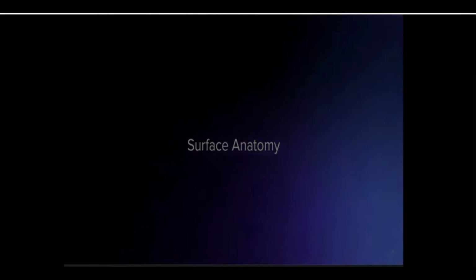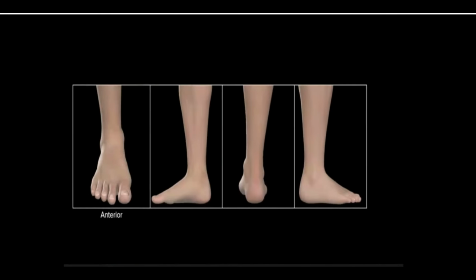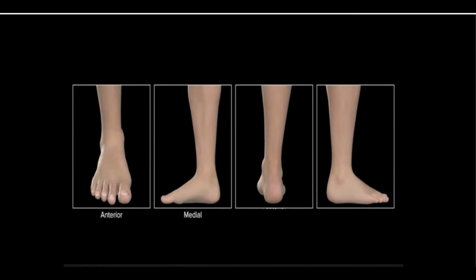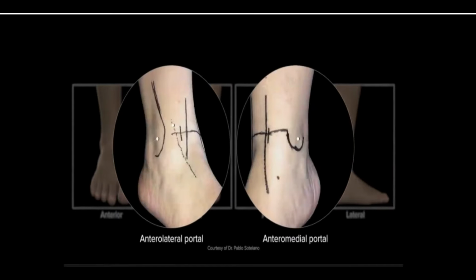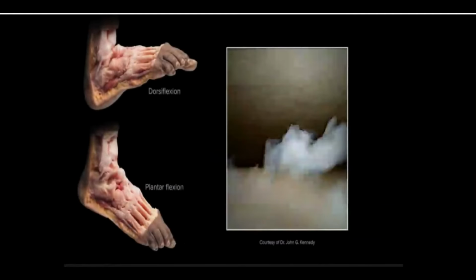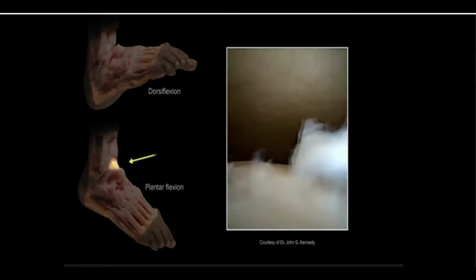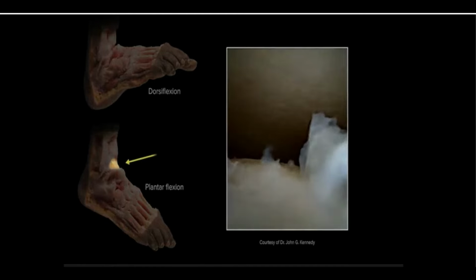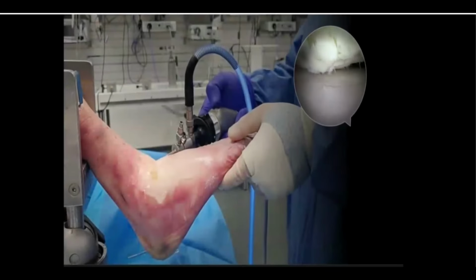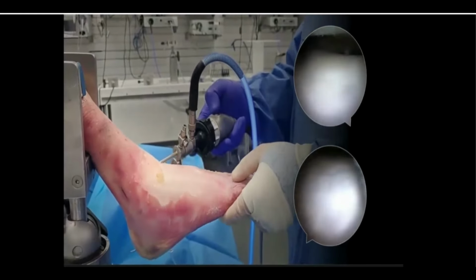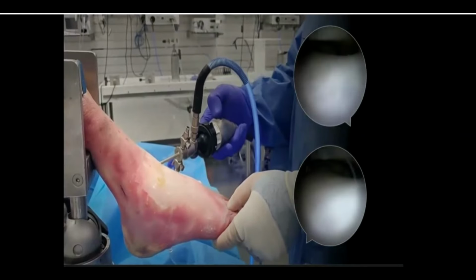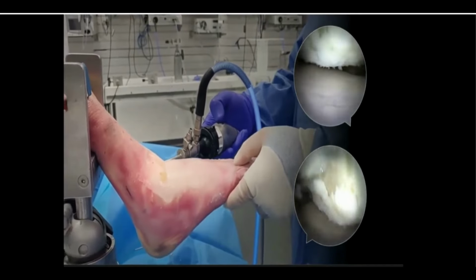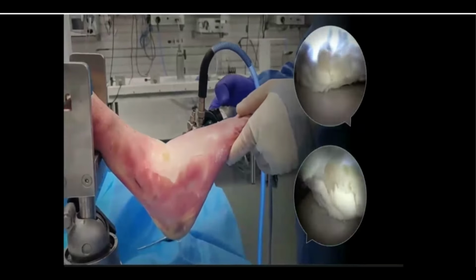Superficially, we can appreciate the surface anatomy of the anterior ankle, medial ankle, posterior ankle, and lateral ankle, as key landmarks are marked out on the patient prior to creating any portals. With dorsiflexion and plantar flexion, different areas of the talar dome can be accessed. During dorsiflexion, we see less of the cartilage on the talar dome. This is important when gaining access to lesions anteriorly versus posteriorly.